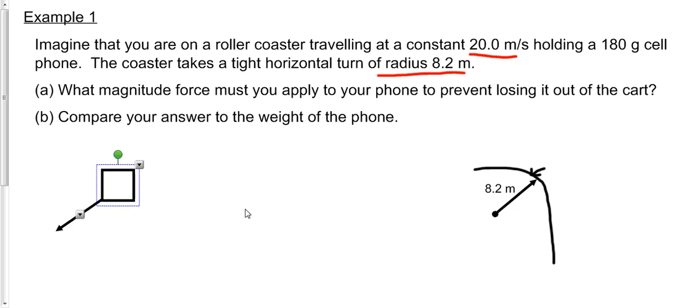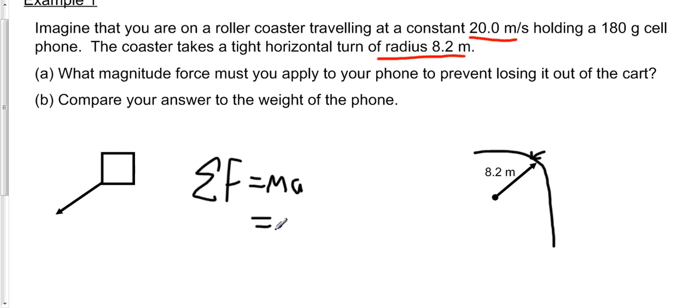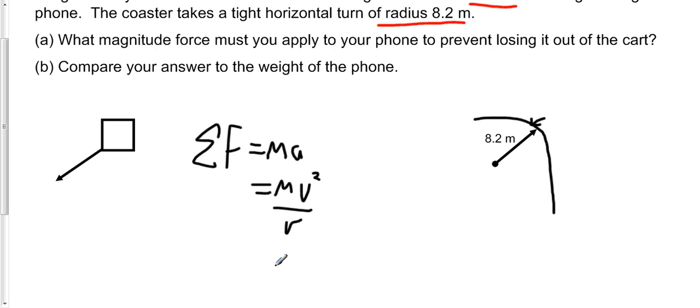So let's do a little calculation here. We know that the sum of the forces has to be equal to ma, and this is centripetal acceleration, so we can actually just use what we did the other day, and so this is equal to m v squared over r. For our v, again, we're using our 20 meters per second. For our r, we're going to be using the radius of this turn, which is 8.2 meters. And again, I trust you can do some number crunching here, but I'm getting a force of 8.8 newtons.